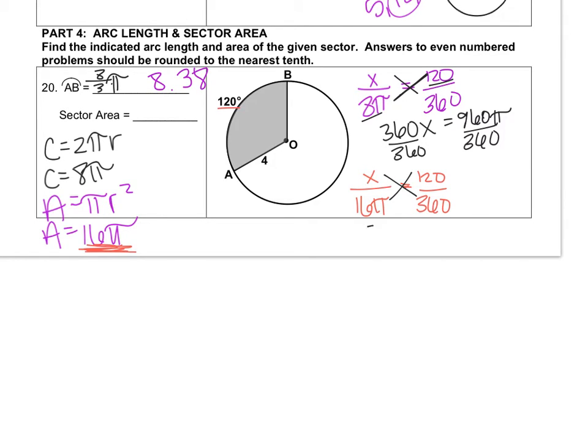Again, cross multiply and solve. So 360x equals, now I'm going to multiply 12 times 120, or I'm sorry, 16 times 120. And I'm going to get 1920, don't forget pi. Okay, divide by 360 on both sides. Okay, you're going to get 5.333 repeating, do math, enter, enter. And you're going to get 16 over 3 pi. Or if you want to do that as a decimal as well, if you're rounding, if you want to multiply pi in, it's going to be 16.76.